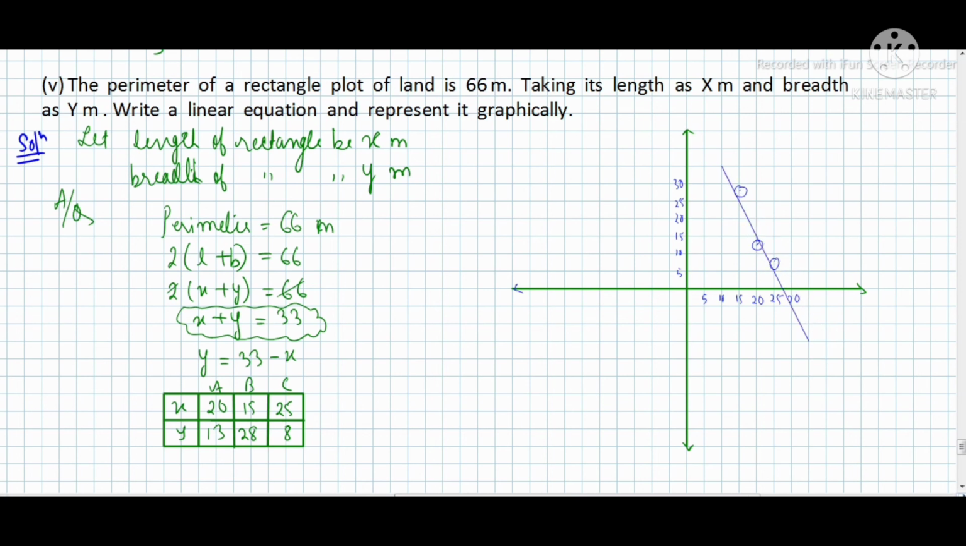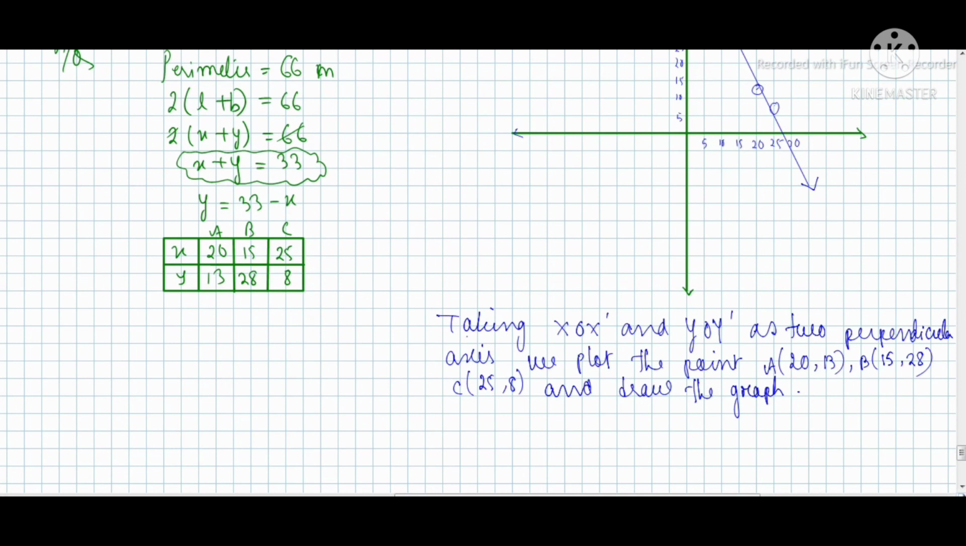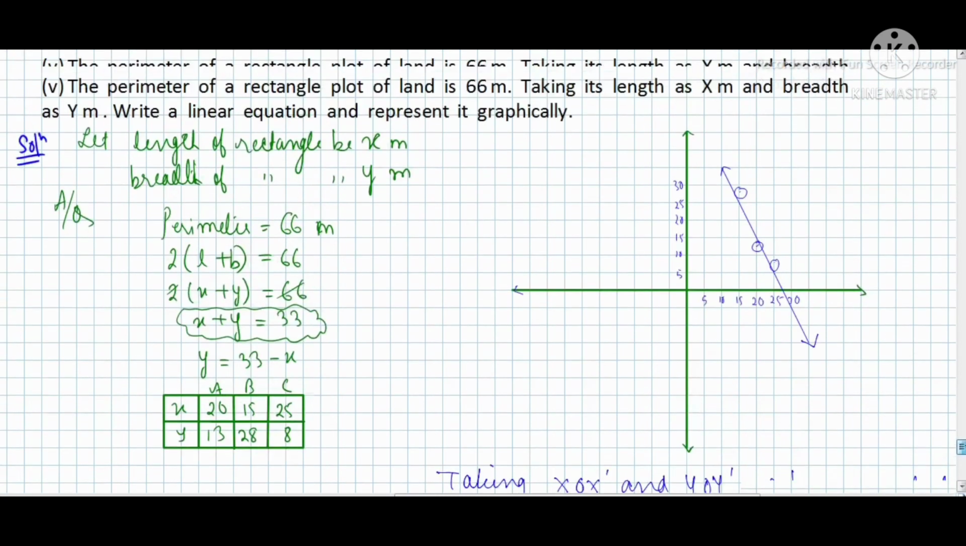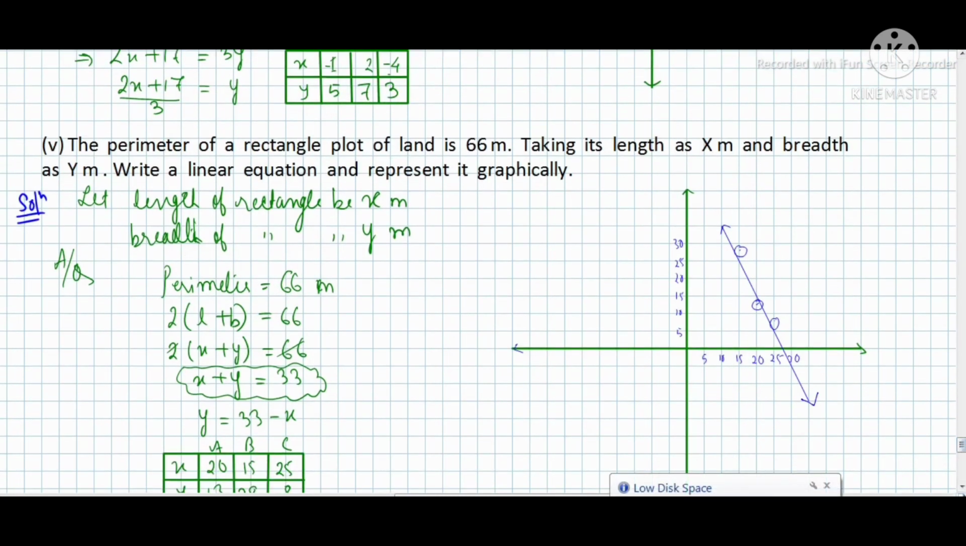So students, see, taking X'OX and Y'OY as two perpendicular axes, we plot the points A (20, 13), B (15, 28), C (25, 8) and draw the graph. So we have drawn the graph, and hence we have completed question number 5. Now we will go for the next question number 8.